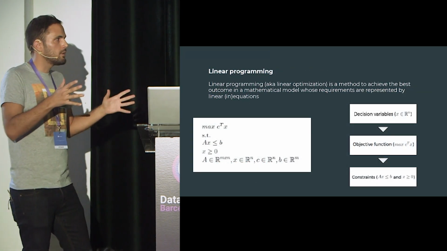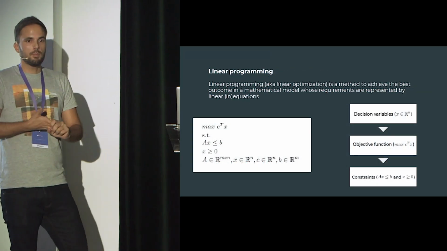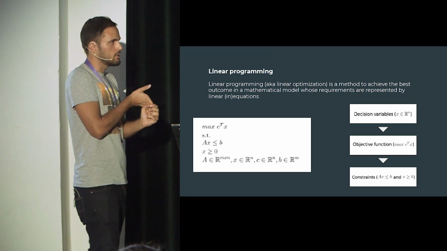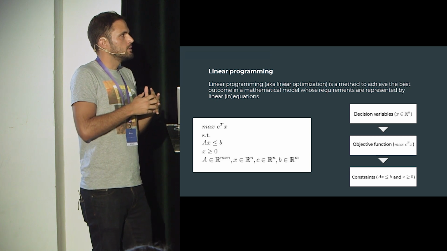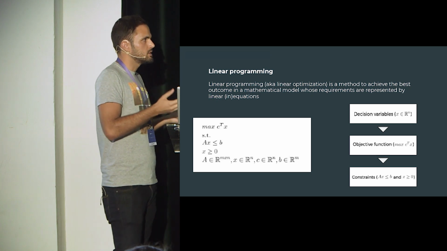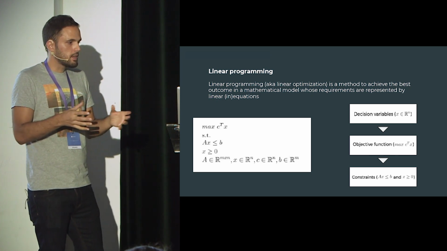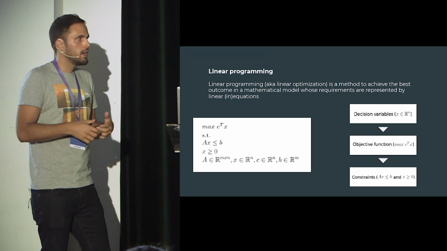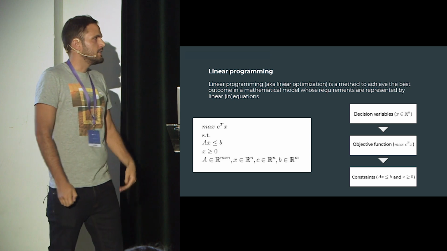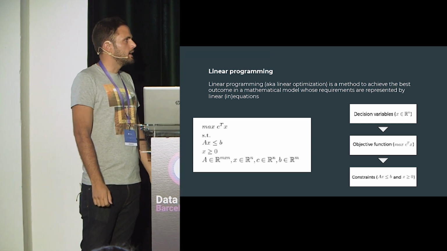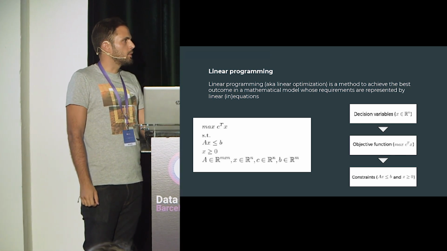Okay, so before we solve it and we see the solution, what's linear programming? Linear programming, which is also called linear optimization, is a mathematical method to achieve the best possible result in a mathematical model that is expressed with linear expressions, in this case, in equations. And this is the form that a linear program has, okay?